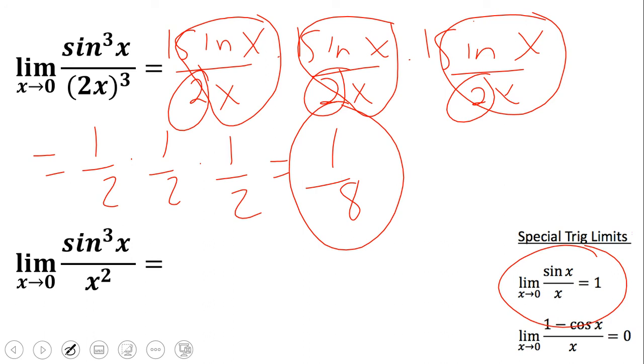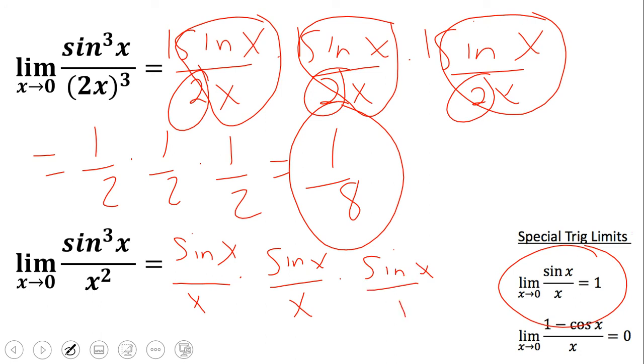And the final problem, very similar. You're going to break this up, but it turns out you don't have enough x's to go around. So you're going to break this up into sine of x over x times sine of x over x times sine of x over 1. So don't get greedy. You don't have enough to go around. Each of the sine x over x's is going to become a 1. So this is a 1 and this is a 1. So far I have 1 times 1.